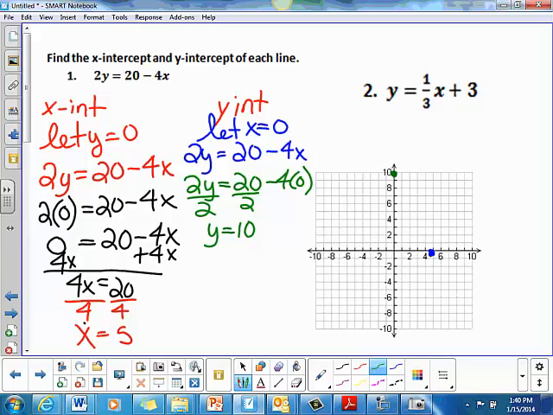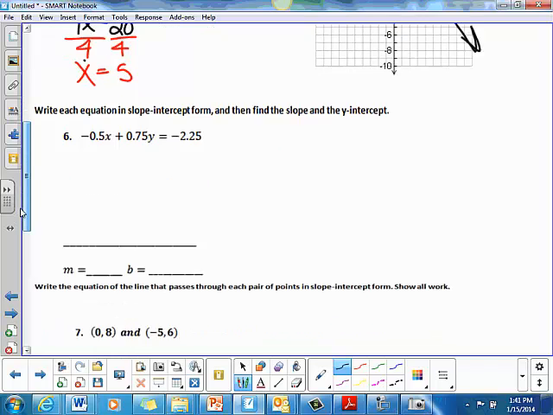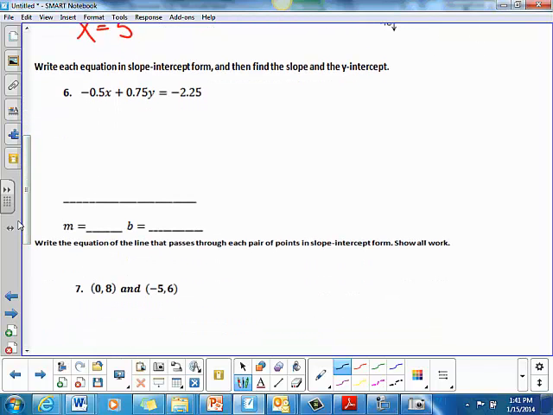What do I do with these 2 points? Connect them. Yeah. You guys are awesome. Connect them. Hopefully you do a better job getting it lined up than I just did. So all I've done is graph this equation using the x- and y-intercepts. That's what numbers 1, 2, and 3 are about. All right? Questions?